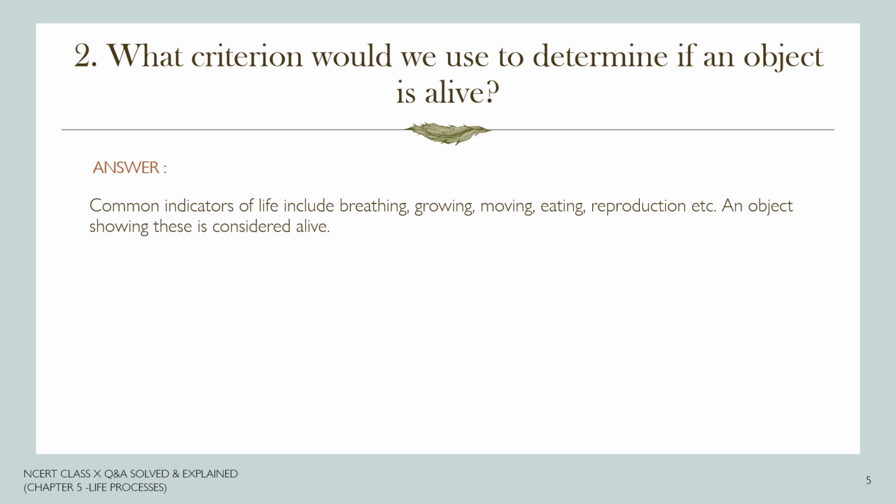What criteria would you use to determine if an object is alive? For this, in the very beginning of the chapter, we have mentioned that living organisms have certain processes, certain life processes. That's what we have to answer for this question. For example, growing, reproduction, movement, eating, all of these are indicators of life.